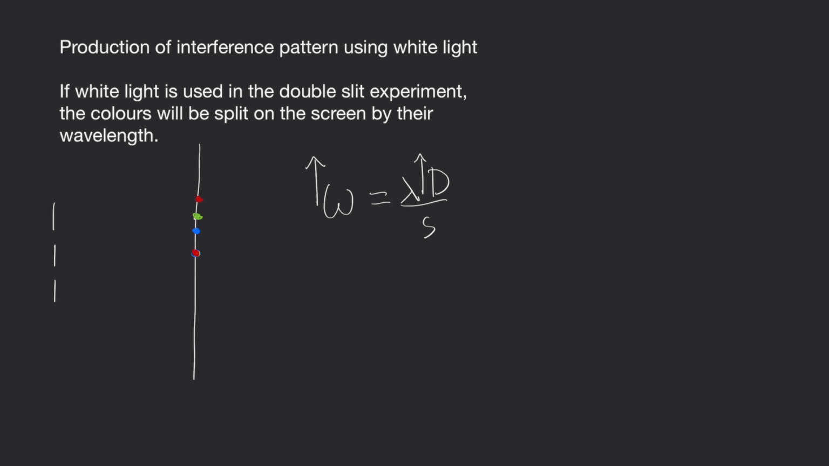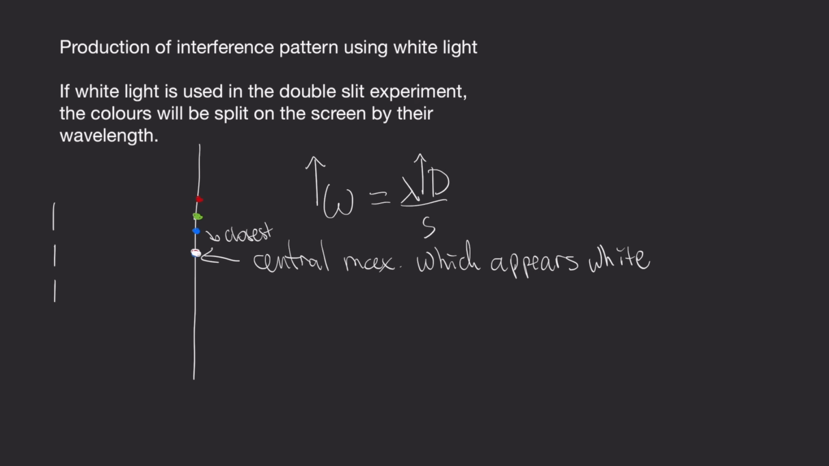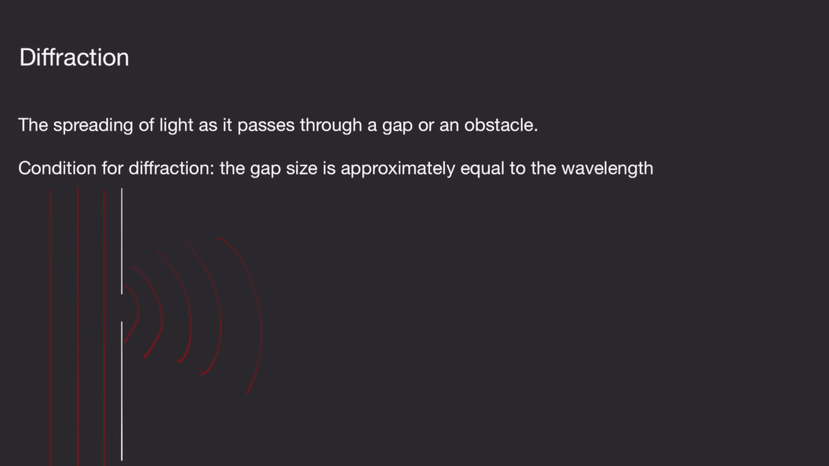Now, the combination of all of those arriving at the central maxima will make a central max which appears white, but then all of the other colors are going to spread out, with blue/violet the closest. That has the lowest W, and this is simply because blue has the lowest wavelength, whereas red has the highest wavelength, so it will have the greatest separation. Hopefully that makes sense. And now let's talk about diffraction.